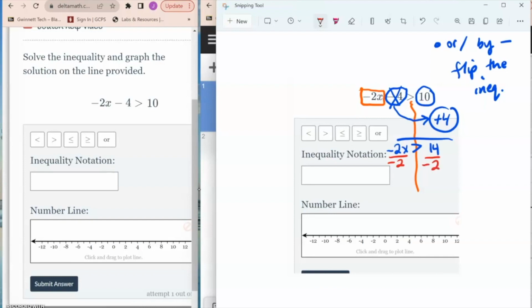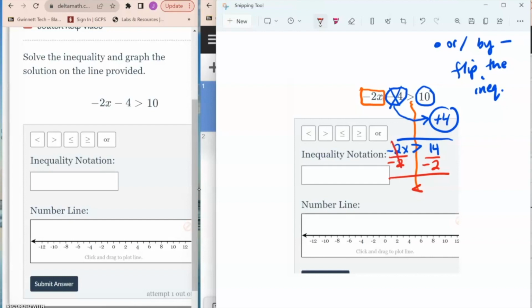And immediately, because I'm dividing, I look, did I multiply or divide by a negative number? I did. So because I did, I have to do what? I have to flip the inequality. So this is going to change from greater than to less than. Okay, so again, if I multiply or divide by a negative number, flip the inequality. Now, if it is not negative on the bottom, then I just leave it the same.